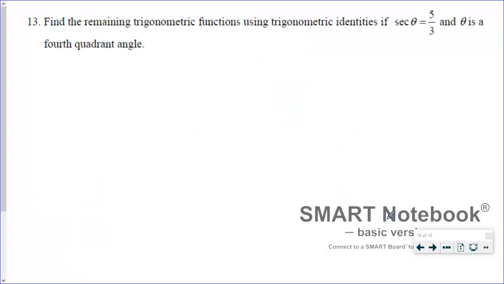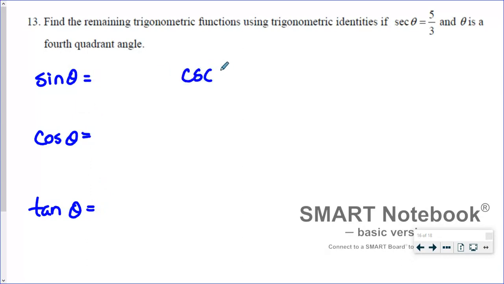All right, 13. Find the remaining trigonometric functions using trigonometric identities. So now we're not allowed to draw a triangle and use SOHCAHTOA. If you try that on the test, you will miss all of the points for the work because it specifically tells you to use identities. So secant is the easy one to find here, so I'm going to need to find sine of theta, cosine of theta, tangent of theta, and all of their reciprocals, cosecant of theta, secant of theta, and cotangent of theta.